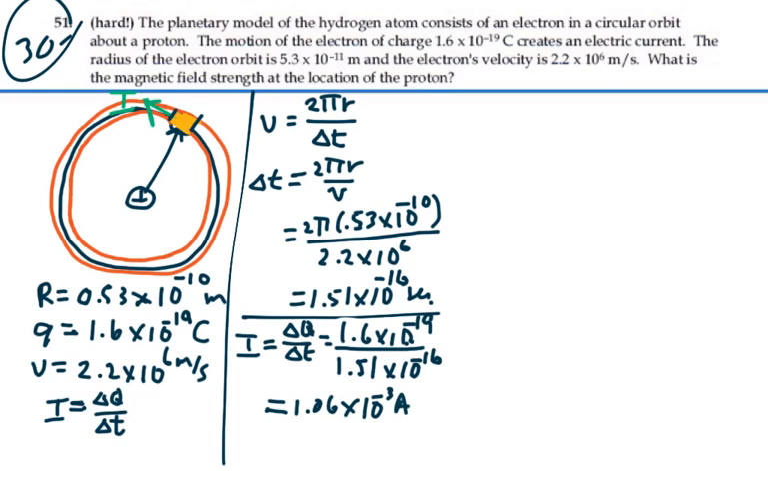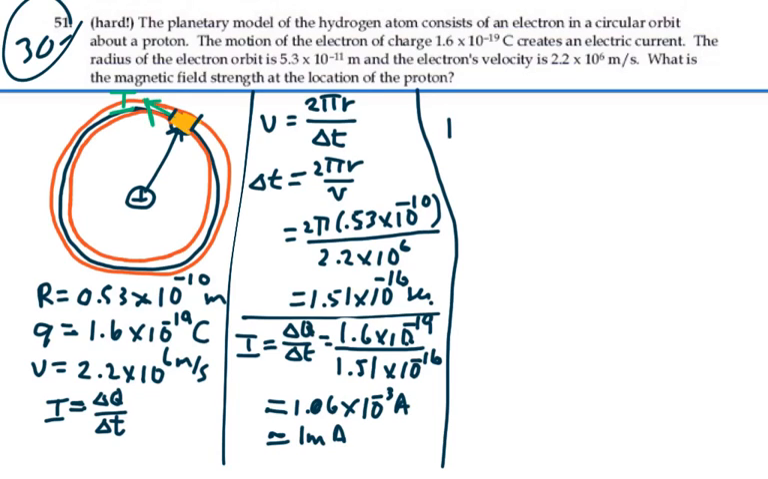or approximately 1 milliamp. Amazingly, the electron going around the proton in the simple hydrogen atom is about 1 milliamp. Let's write that down. Approximately 1 milliamp. Cool. Let's calculate the magnetic field due to this using the Biot-Savart law.